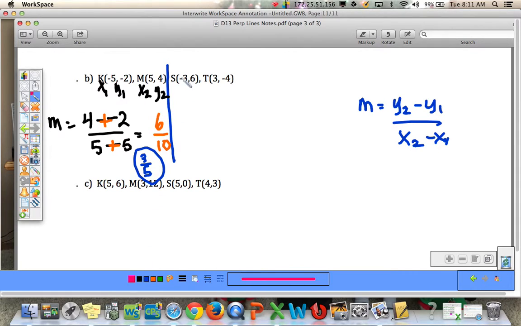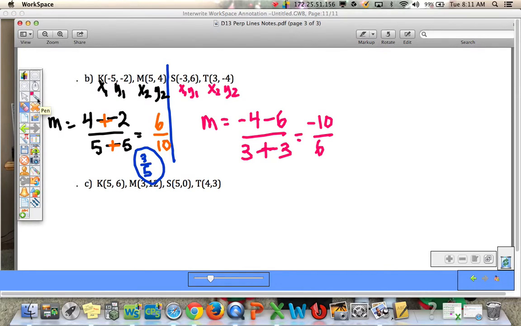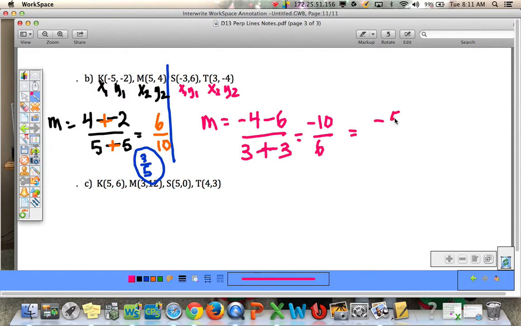All right, let's look at the next slope, x1, y1, x2, y2. Slope is y2 minus y1 over x2 minus x1. We get -10 over, minus a negative turns into a positive, 6, so -10/6. They're both even numbers, so we can divide each of those by 2. -10 divided by 2 is -5. 6 divided by 2 is 3. Oh, look, they're flipped and they're negative. So this means that the two lines are perpendicular.